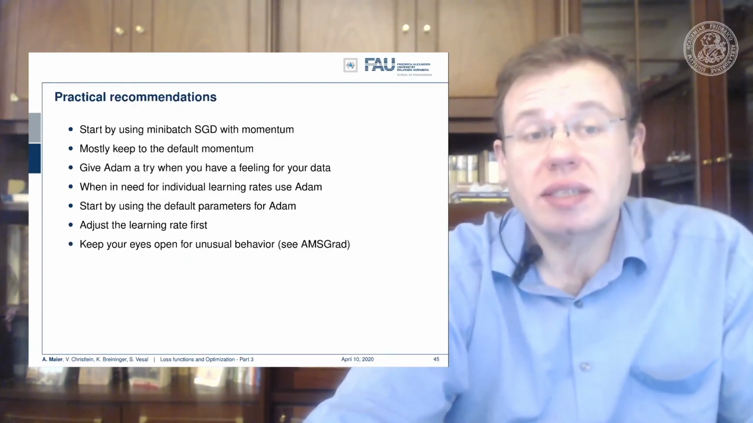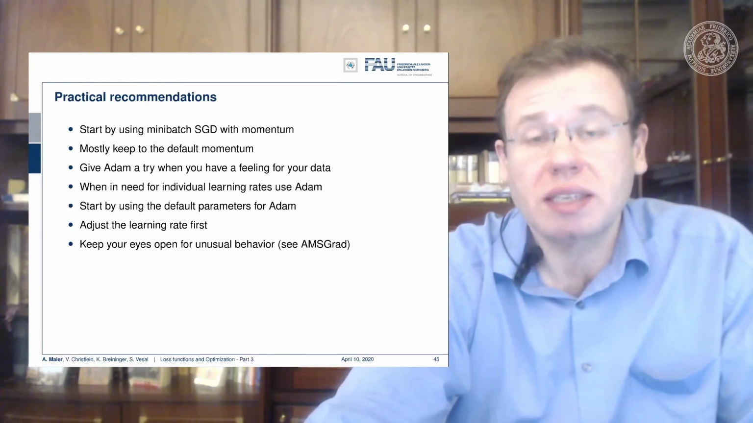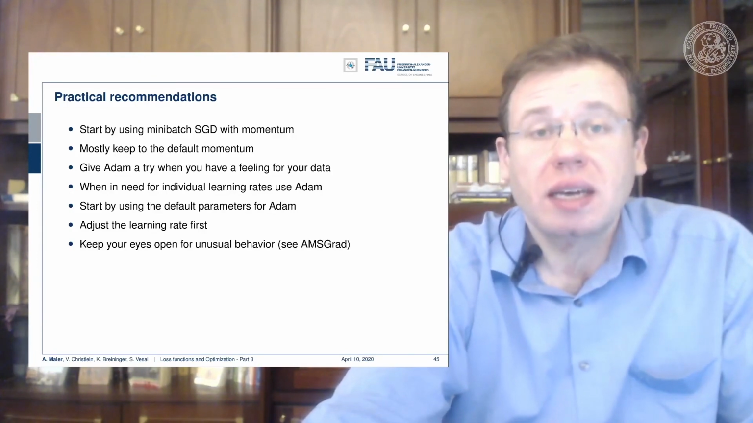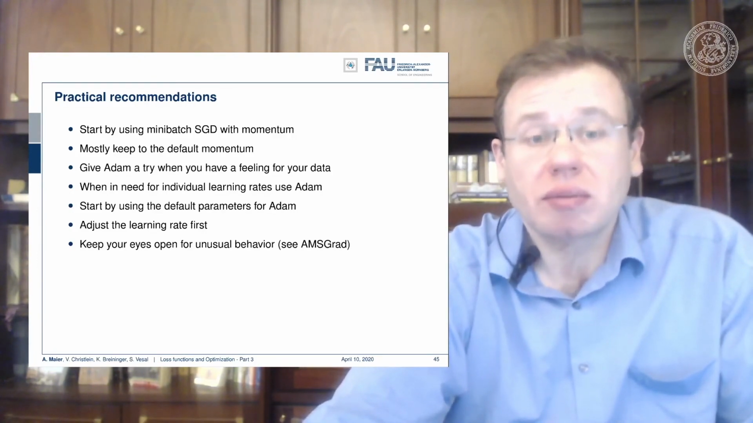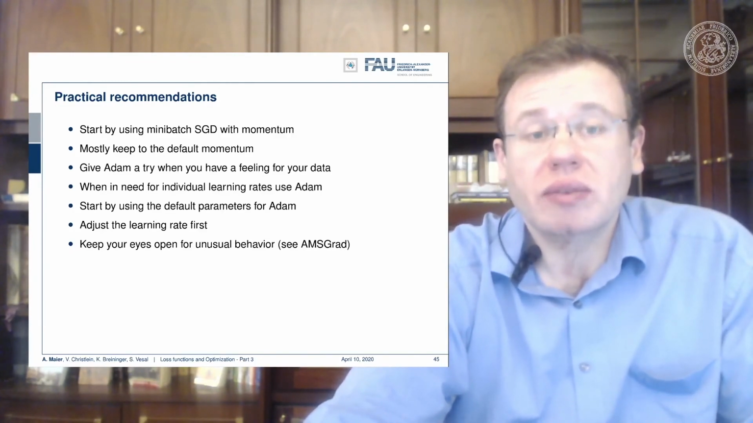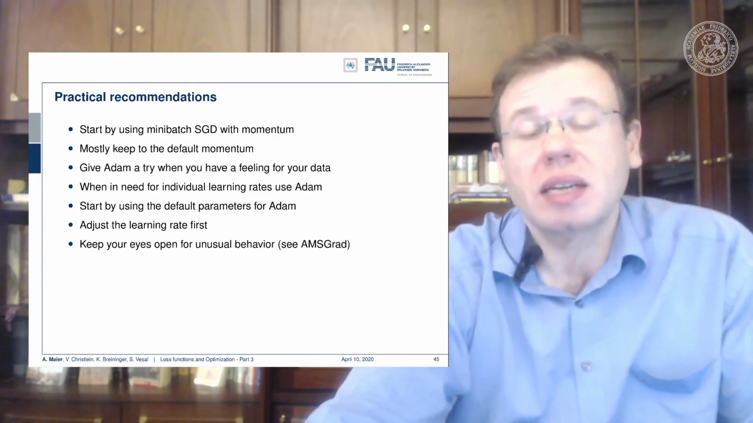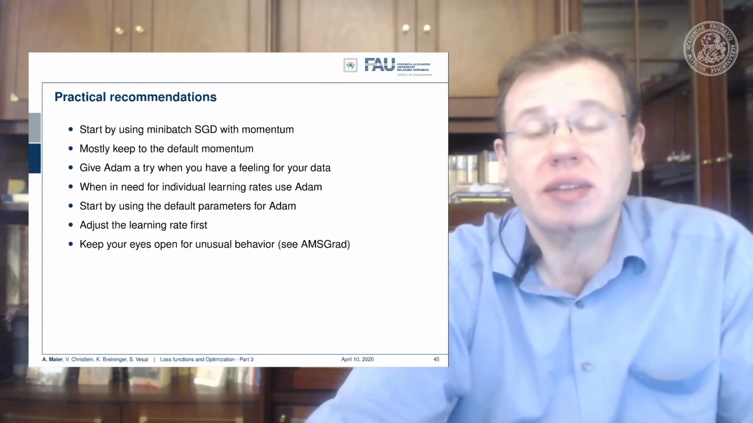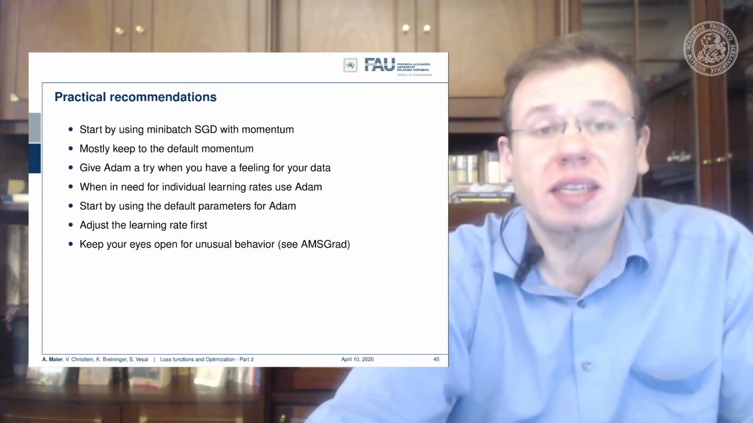Some practical recommendations: start using mini-batch stochastic gradient descent with momentum. Keep to the default momentum. Give Adam a try when you have a feeling for your data. When you see that you have already set things quite nicely, then Adam can help you with getting better or more stable convergence. You can also switch to AMSGrad, which is an improvement over Adam. And of course, start adjusting the learning rate first, and then keep your eyes open whether everything still works. And then in later steps, go ahead to AMSGrad and things like that, because then you can get even more stable training.